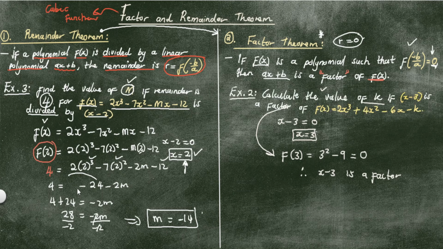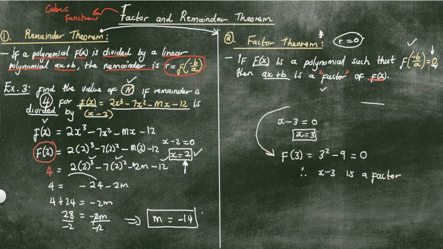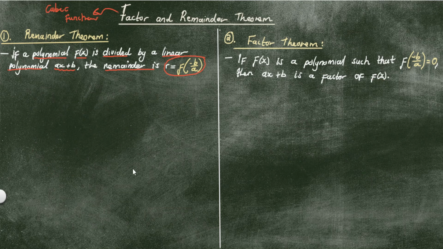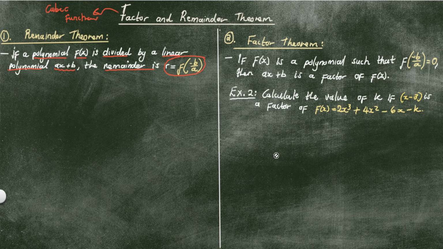Okay, where was I writing? Oh, here. All right, I'm going to erase that. Example number 2. Calculate the value of k if x minus 3 is a factor of this, right? Since it is a factor, it means that the remainder is 0 in this case. So we're going to do the following. When x minus 3 is equated to 0, x is equal to 3.